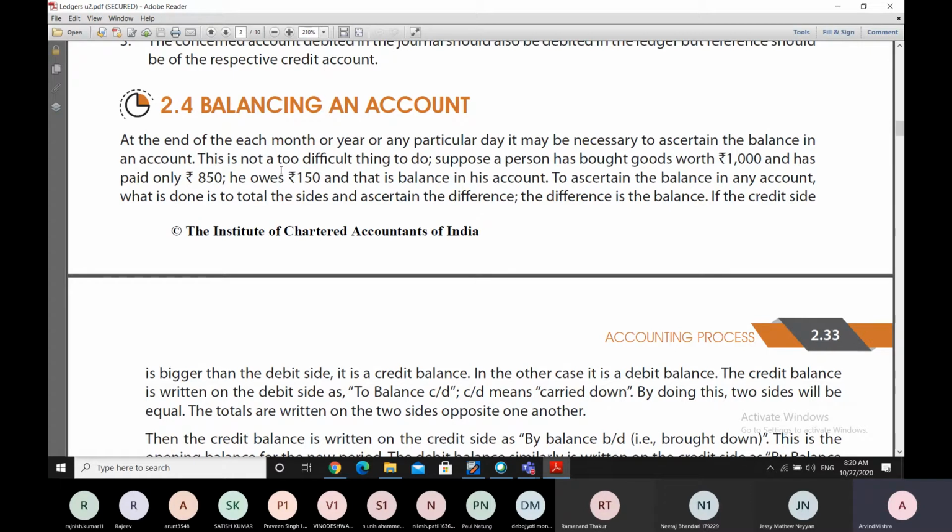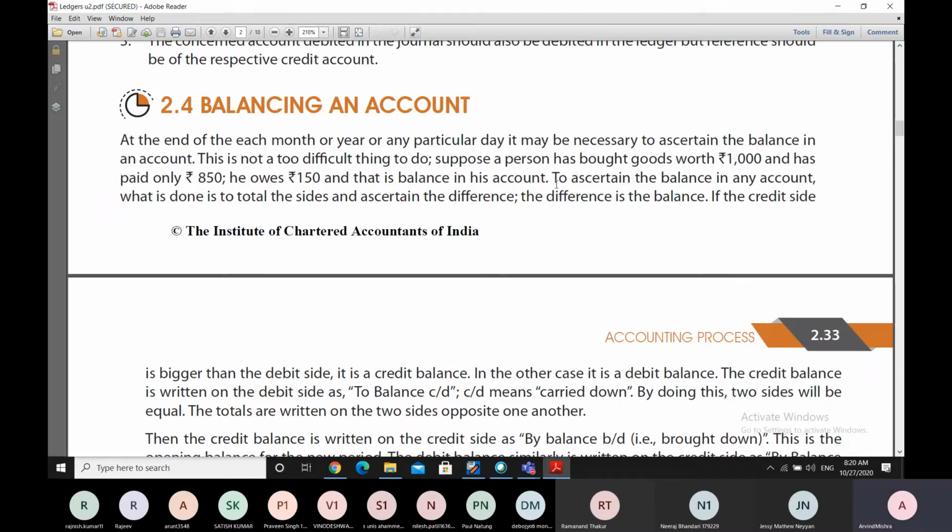This would not be a very difficult thing to do, because if a person has bought goods worth 1,000 rupees and he has paid only 850 rupees, he owes 150 rupees to his supplier, and therefore in the supplier account there will be 150 rupees balance.